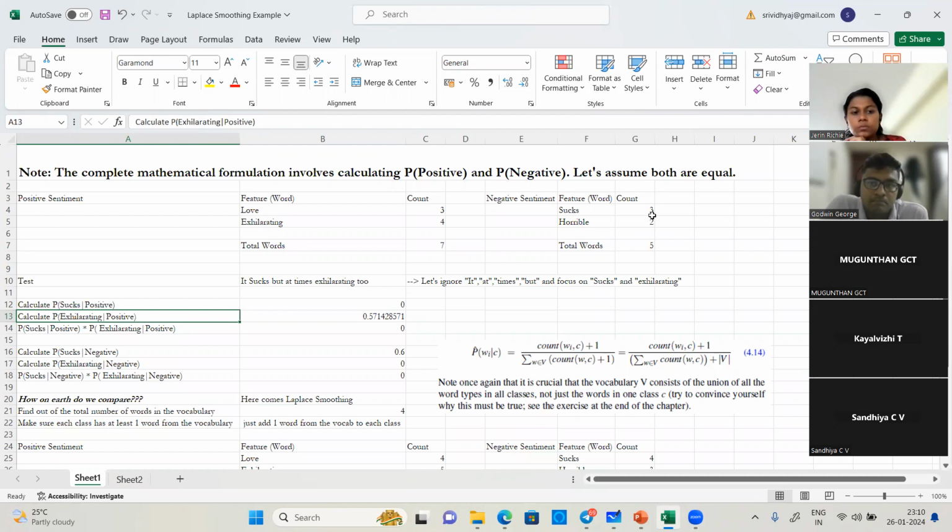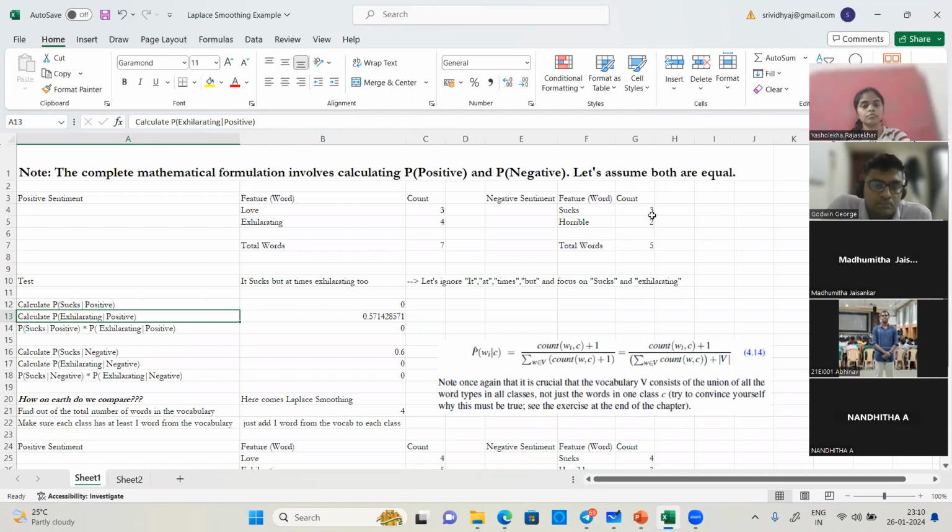Now, this is where we're going to use a trick. It's called Laplace smoothing. It's very easy, not too complex, but let me explain what Laplace smoothing is. What you're doing here is take the entire vocabulary of words available here. Tell me how many words are available in the entire vocabulary. In this case, how many words are available?